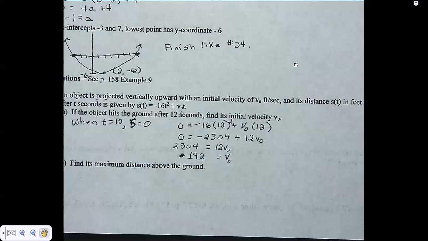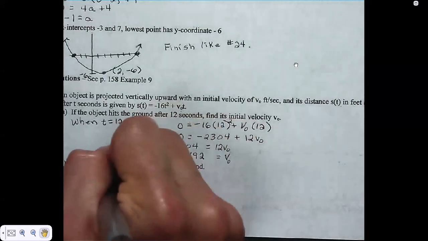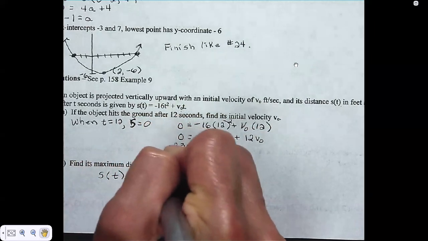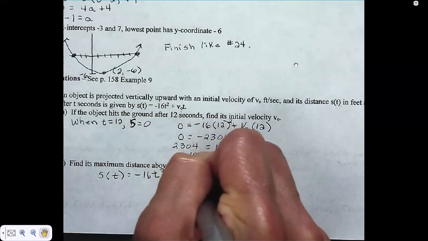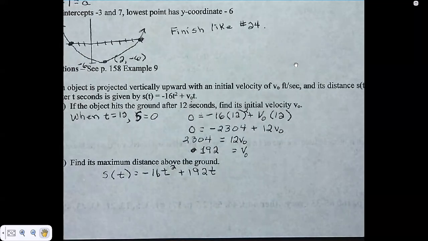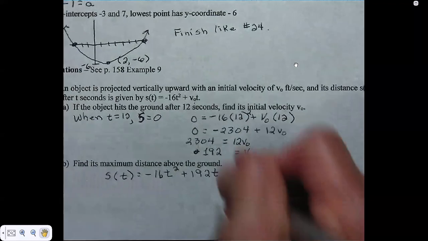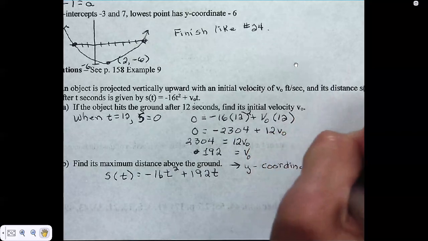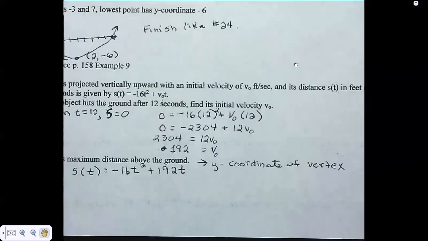And then find the maximum distance above the ground. Well, now I have a better equation. Now that I know what v sub zero is, s of t is negative 16 t squared plus 192 t. How do I find its maximum distance? Where's the maximum distance going to occur? The x or the y? It's going to be the y. We're going to have to find the y coordinate of the vertex.